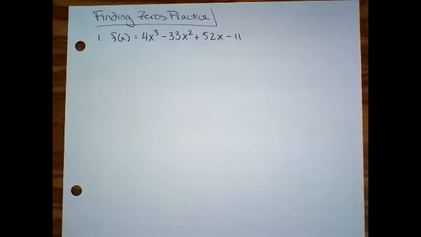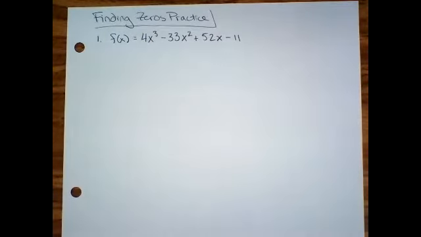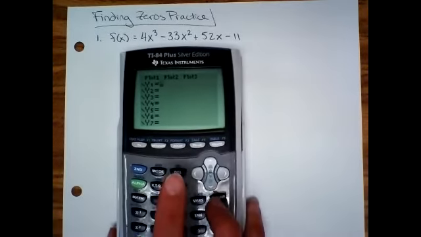All right, the goal is to find all the zeros. How many answers should we get for this one? 3, good, because that's the degree, the highest power, we should get 3 answers. So here's what you want to do. Go to y equals on your calculator and type that in.